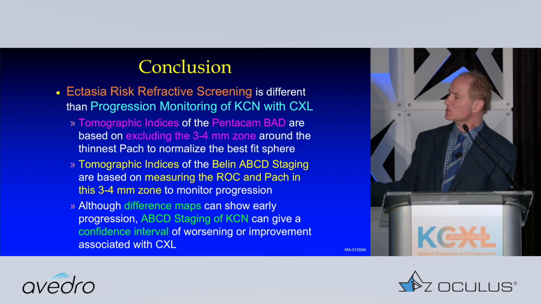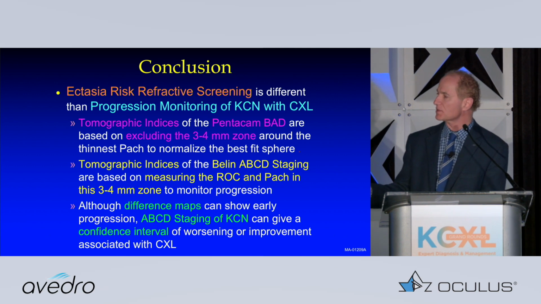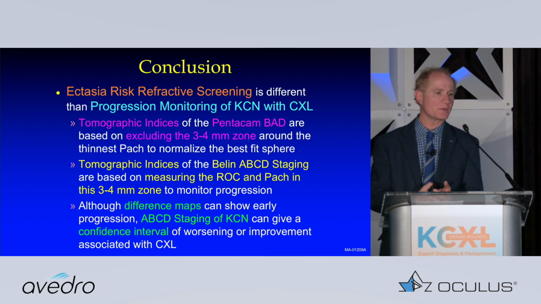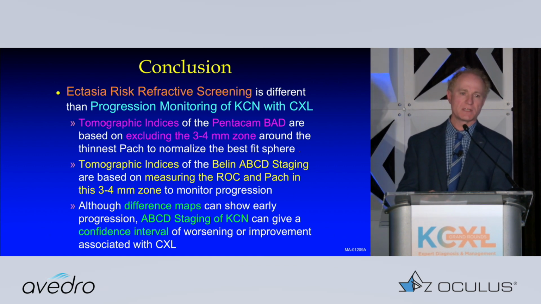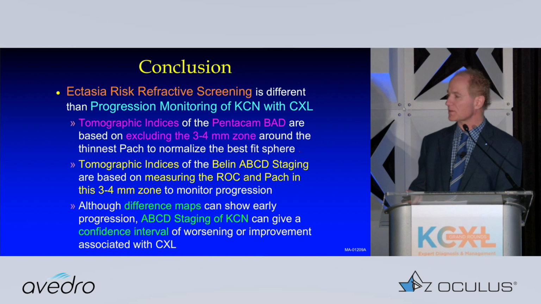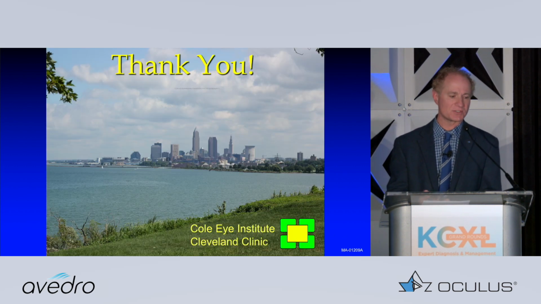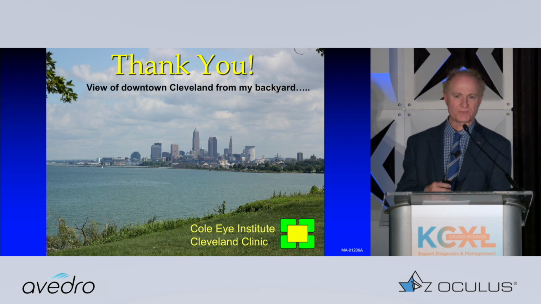And then finally, the difference maps of the ABC staging of keratoconus with the confidence intervals takes it an extra level beyond just looking at individual maps and trying to do difference maps between them. And I think that's just one more tool that we can use to better assess our patients. So thank you for your attention.